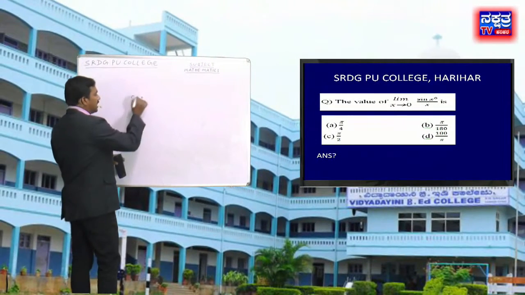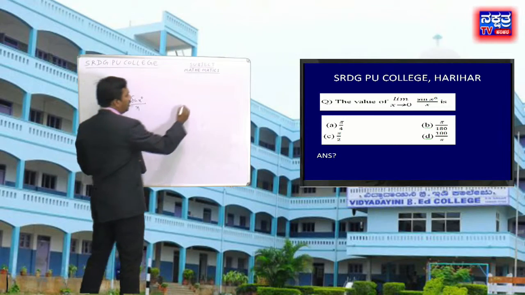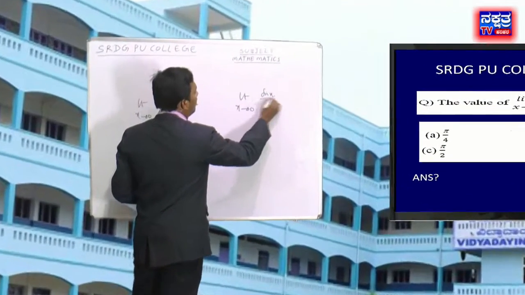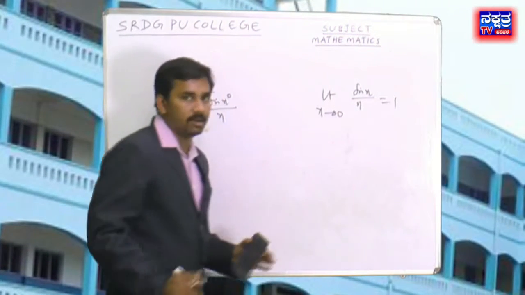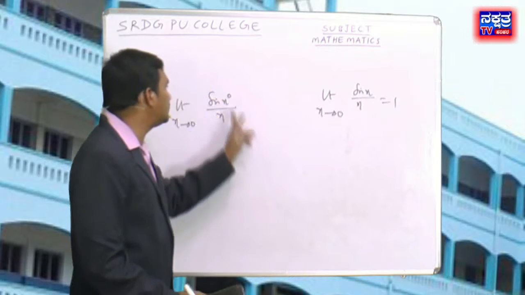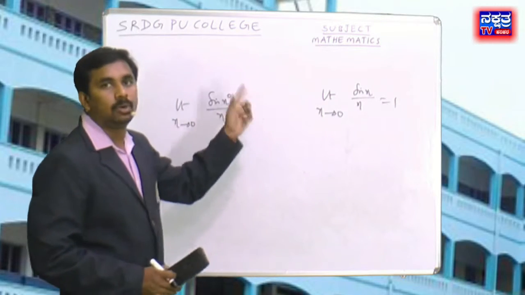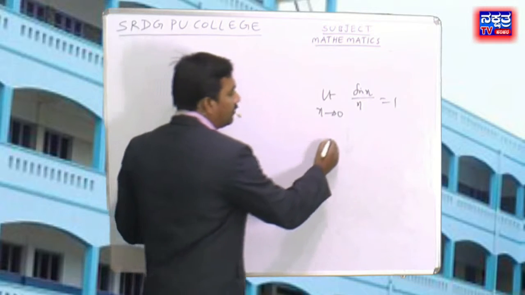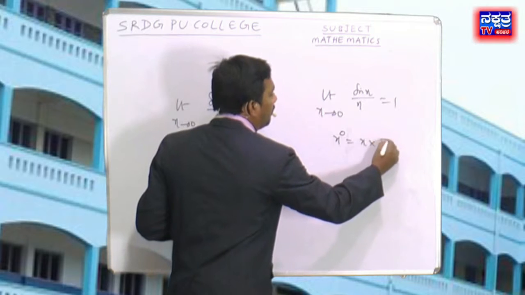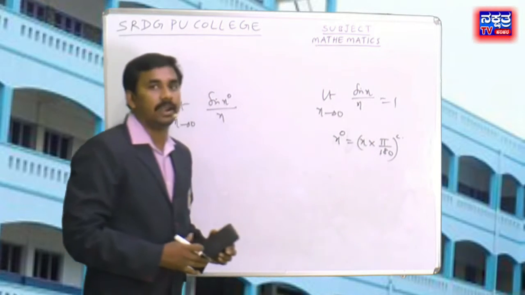Students, here we have limit x tends to 0 of sin x degree by x. We all know limit x tends to 0, sin x by x equals 1. But there x is in radians, and here x is in degrees. We have to convert degrees into radians. When converting degrees into radians, we multiply with pi by 180. So, pi by 180 radians.